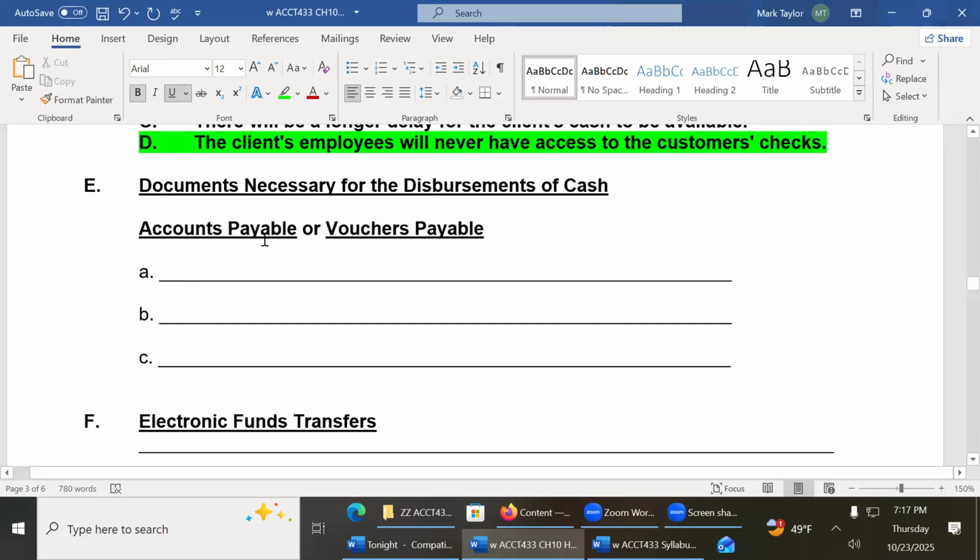Accounts payable is when they are approved at the same time. Vouchers payable is when they're approved ahead of time, and then they go into a system where the voucher is paid. But they're exactly the same. Okay. Most companies use voucher systems. They get everything approved and they cut the checks once a month.